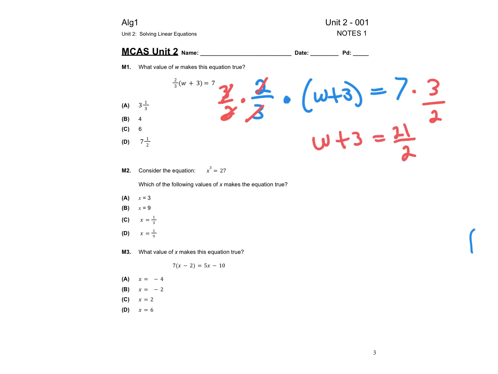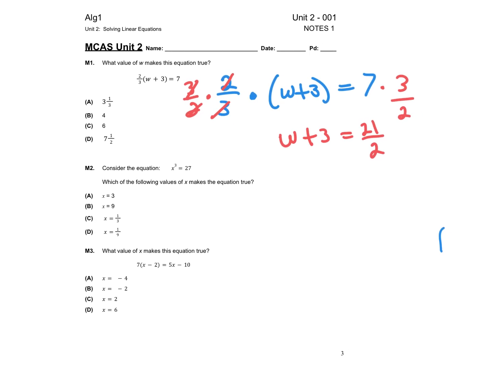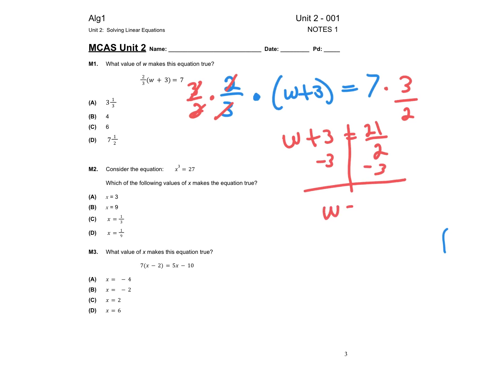21 over 2. So then we have, I'm going to draw a line, -3. Oh, sorry, it's kind of messy. W equals, so this is like 10.5, so 7.5. 10.5 minus 3. Let me circle that so you know what's happening. All right, so the answer here is 7.5.